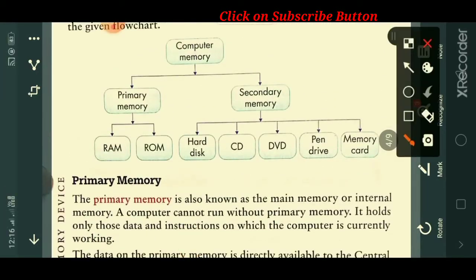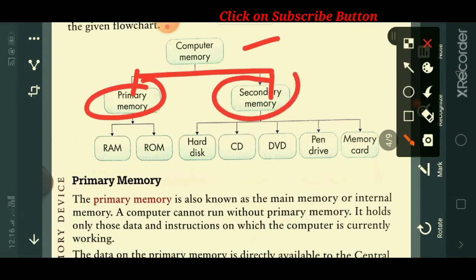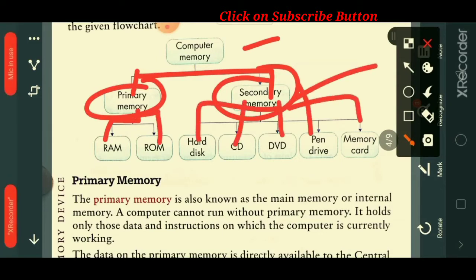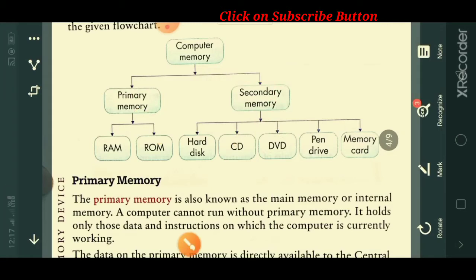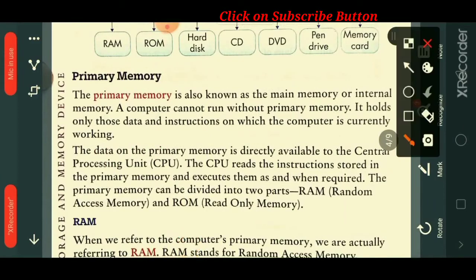Here we have the flowchart of the computer's memory. You can observe here. Computer's memory is classified into two types, that is primary and secondary memory. Further, the primary memory is classified into RAM and ROM. Secondary memory is classified into hard disk, CD, DVD, pen drive and memory card. Now we'll begin with the primary memory.